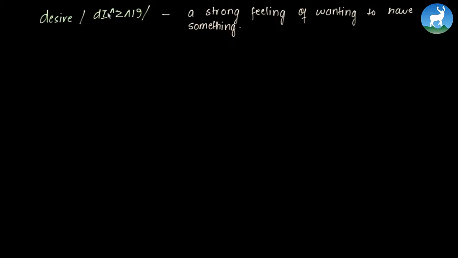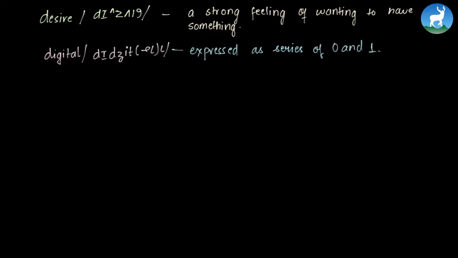So let's begin. First, we have the word desire. So this is the way we pronounce desire. And its meaning is, next comes the word digital. The phonetic transcription for digital is digital. And the meaning is, digital is expressed as series of zeros and ones. Next, in the dictionary, we have distribute. And similarly, we go writing for other words.